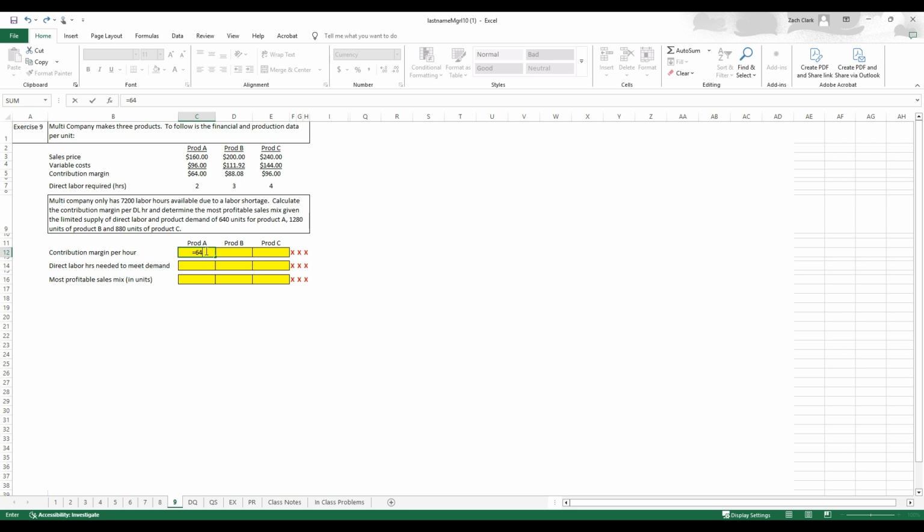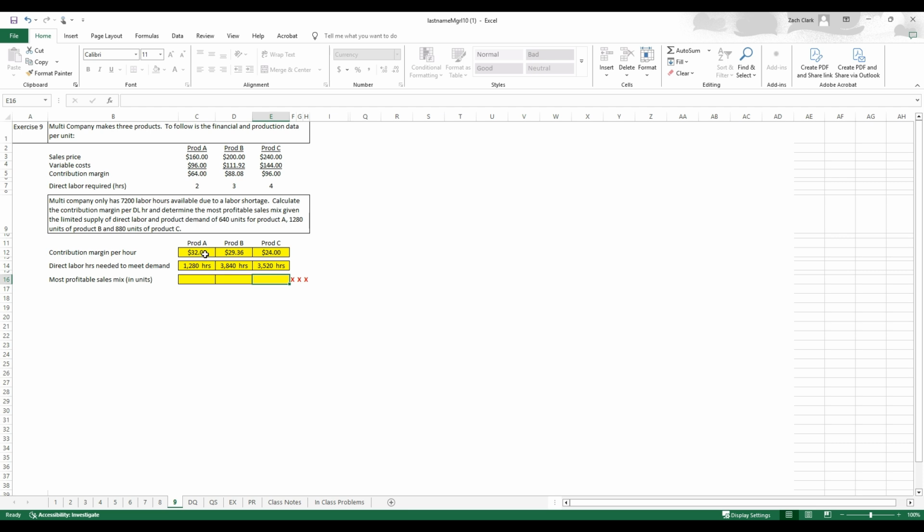So contribution margin per hour. So we're just taking 64 divided by 2, 88.08 divided by 3, 96 divided by 4. Okay, and then, so for product A, we have 640 units of demand. We need 2 hours per unit. We have 1,280 units of demand. We need 3 hours per unit, and then we have, what's our demand? 880 times 4 hours there for product C.